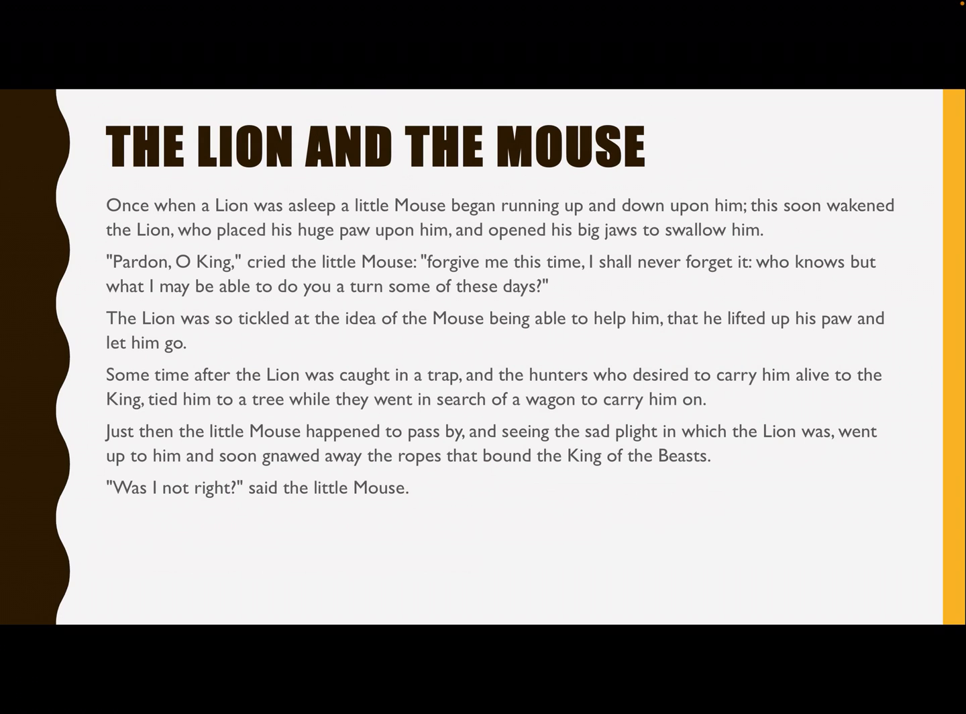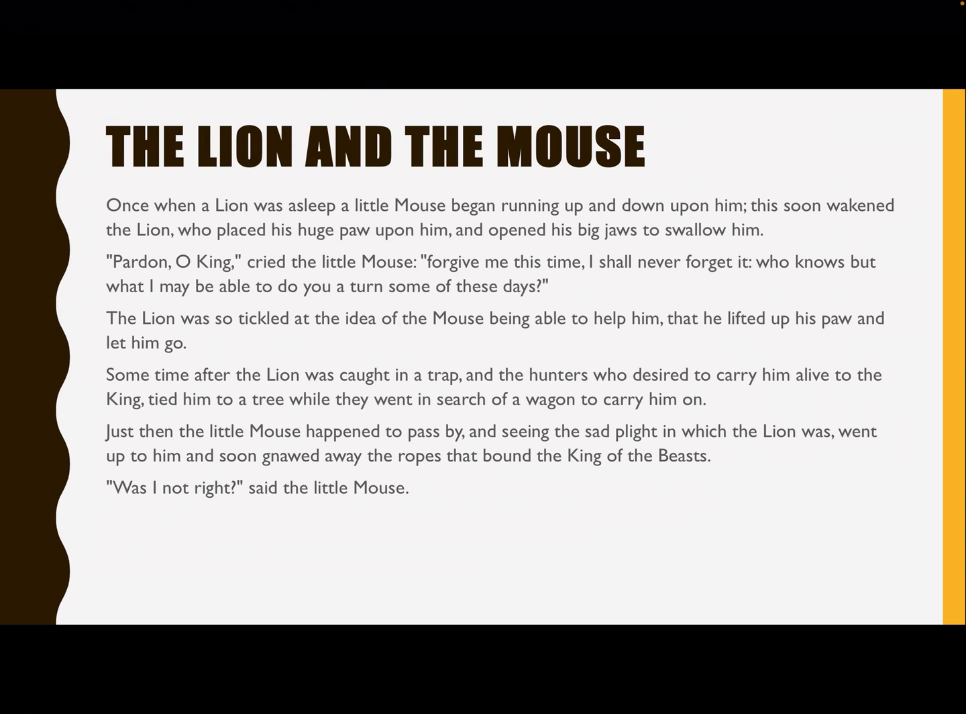Once, when a lion was asleep, a little mouse began running up and down upon him. This soon wakened the lion, who placed his huge paw on him and opened his big jaws to swallow him. "Pardon, O king," cried the little mouse. "Forgive me this time. I shall never forget it. Who knows but what I may be able to do to help you to do you a turn some of these days?" That means to help you some of these days. The lion was so tickled by the idea of the mouse being able to help him that he lifted up his paw and let him go.